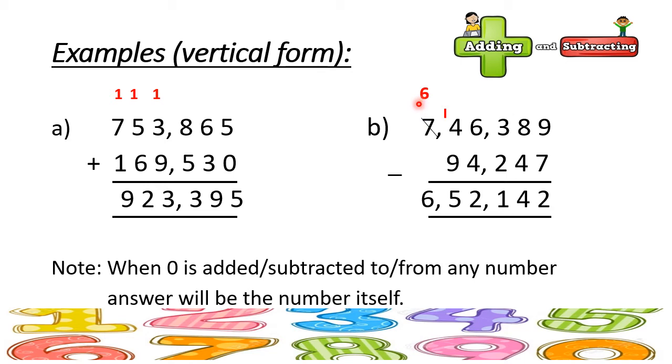Now it will not be considered as 7, it will be considered as 6. Now we don't have any digit here, so 6 will be copied as it is. So this is our final answer, which is 6,52,142. We have solved two examples of addition and subtraction that were given to us in vertical form. Now you will see two examples of addition and subtraction that will be given to you in horizontal form.